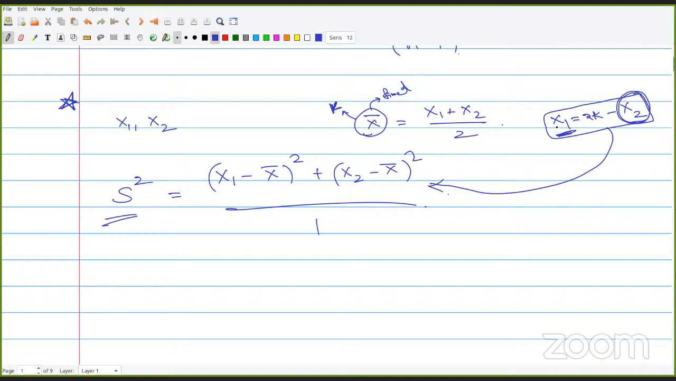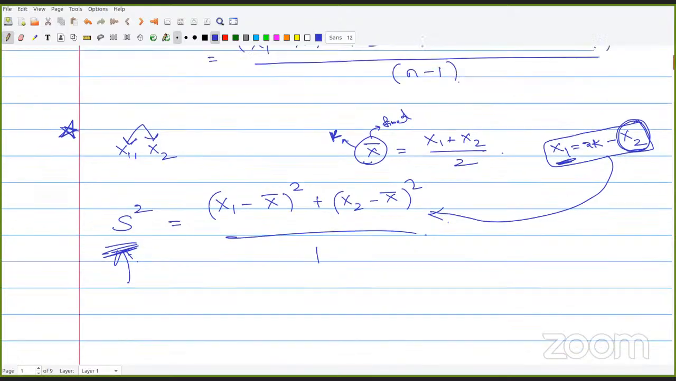Out of these two random variables, if I am considering the sample variance, only one random variable can freely take a value. So it has freedom. Only one random variable has freedom. Degree of freedom 1. So the degrees of freedom for two random variables for sample variance is 1. Likewise for n random variables.